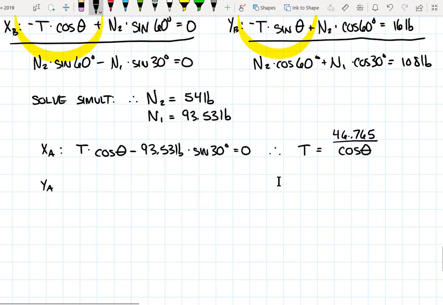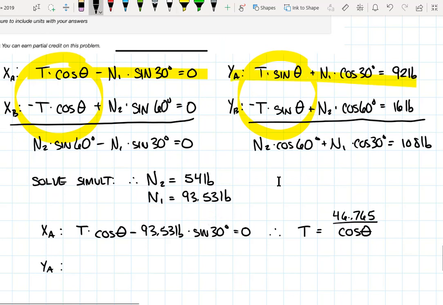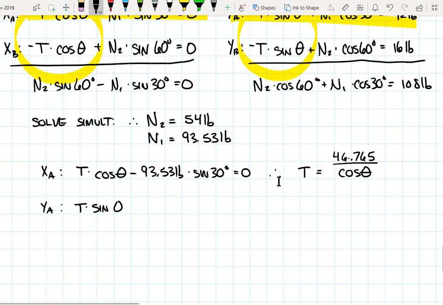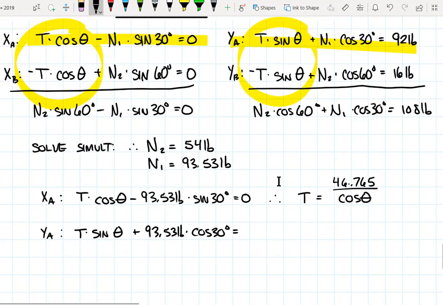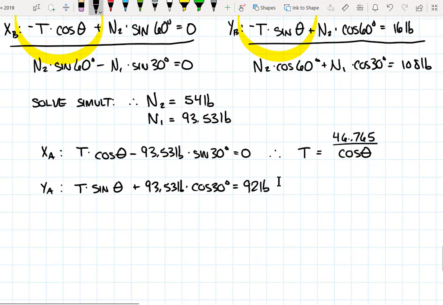So I still don't know T, but I have a simple version of T. So let's look at YA. This is the equation that's, actually no, that's not it. It's over here, isn't it? Right there. All right, so it says that T sine of theta plus N1, which I know is 93.53 pounds, times the cosine of 30 degrees equals, and it's off the screen there, but it's 92 pounds. All right, so I could collapse this down a little bit. T sine theta equals 92 minus 93.53 times cosine of 30. That's 11, a bunch of zeros, and then 6. So we'll just say 11. WebWork may not like this because I did round that a little bit, but we'll say 11 pounds.